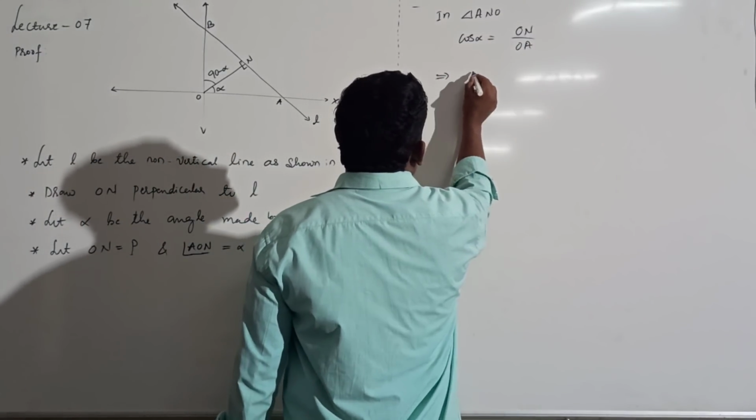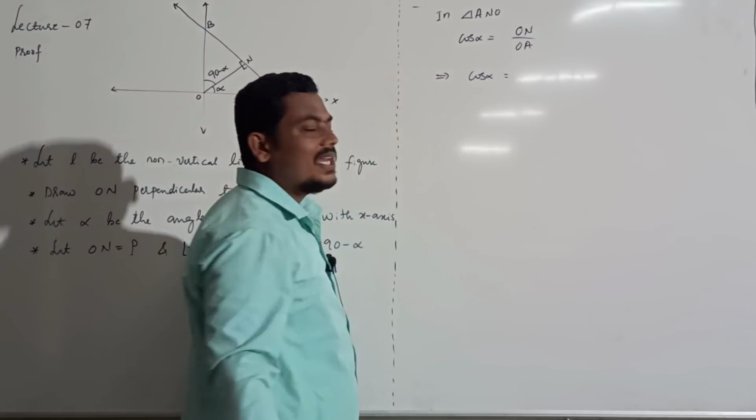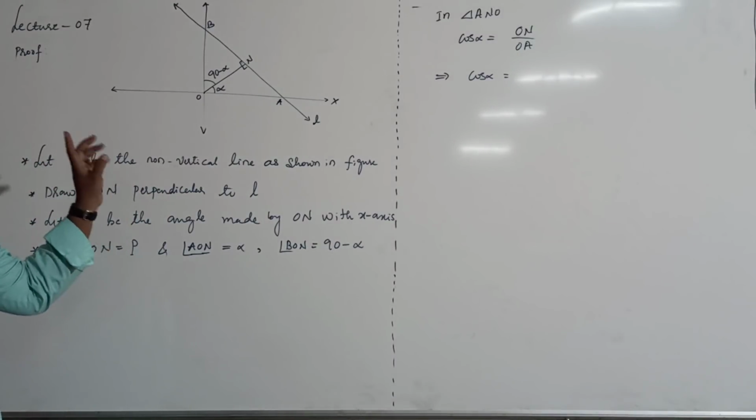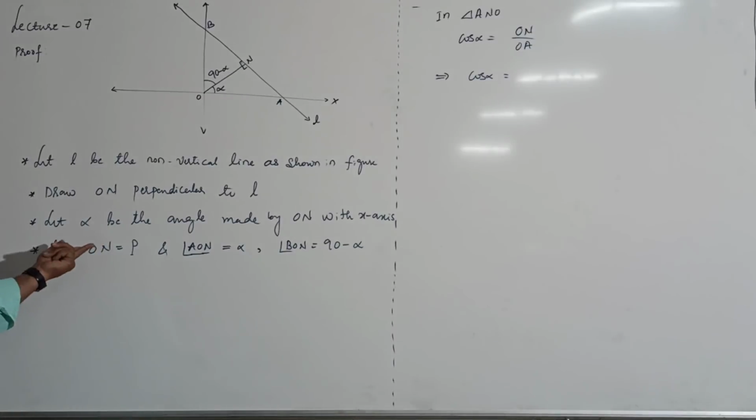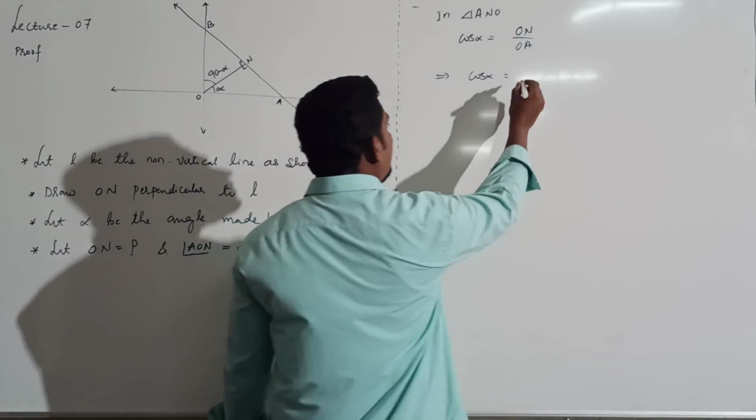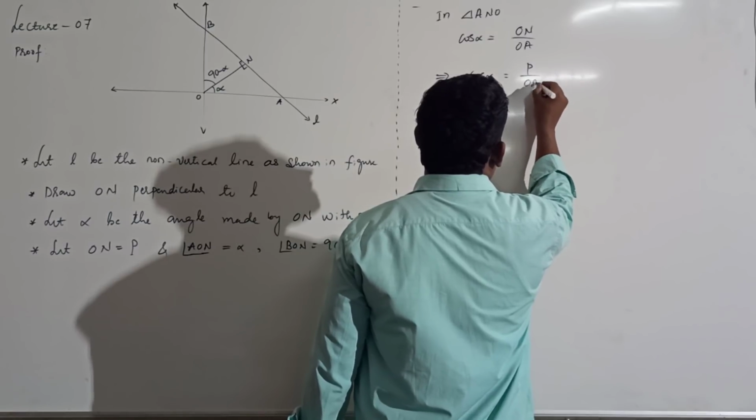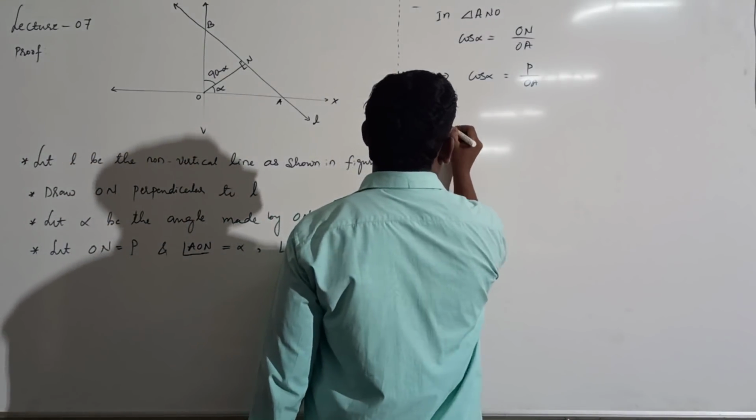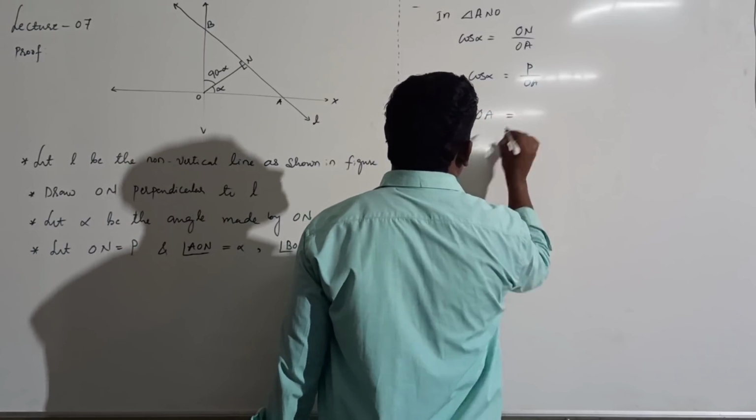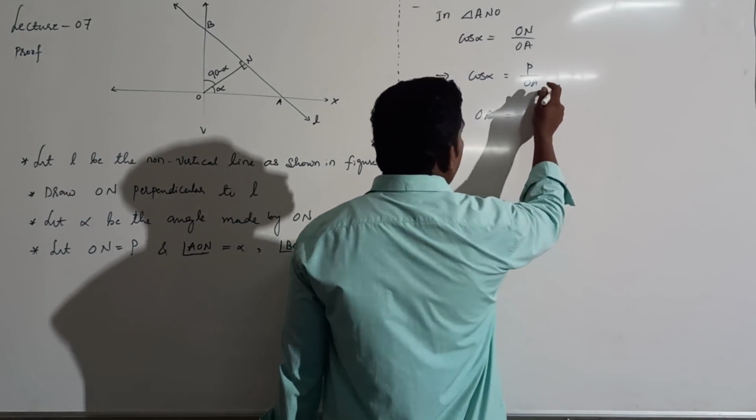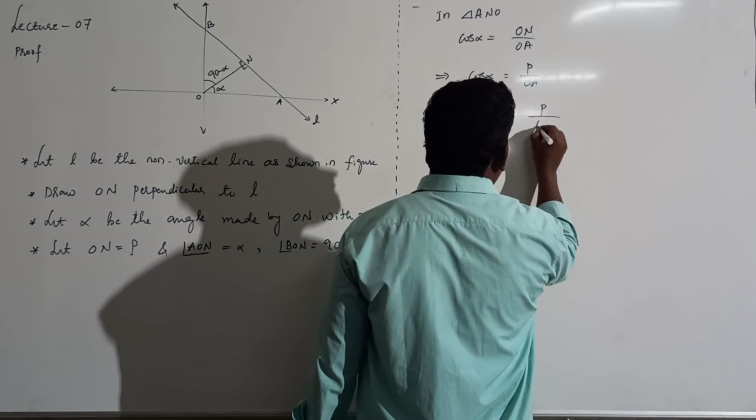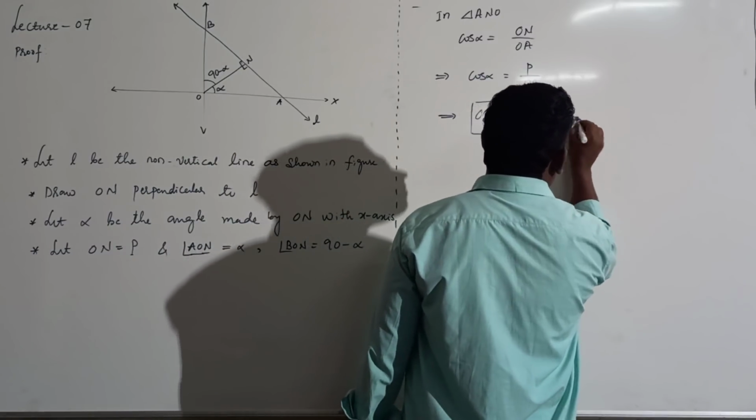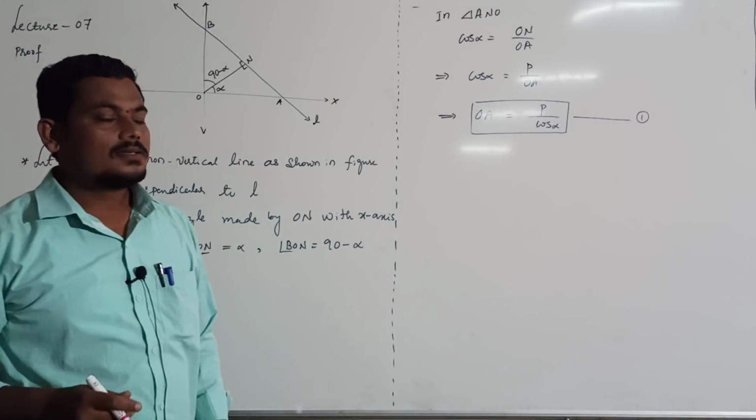Then cos alpha is equal to, what is the ON value? ON is nothing but the perpendicular distance between the origin and the line, that is known. ON is equal to P, that is small p, right? P divided by OA. In this case we don't know the x intercept. Just rearranging, the unknown is OA. OA is equal to, by cross multiplication, P divided by cos alpha, right? Take this as equation number 1.